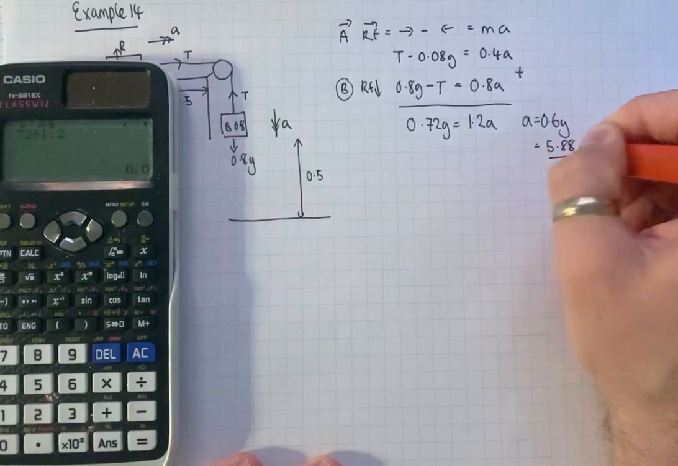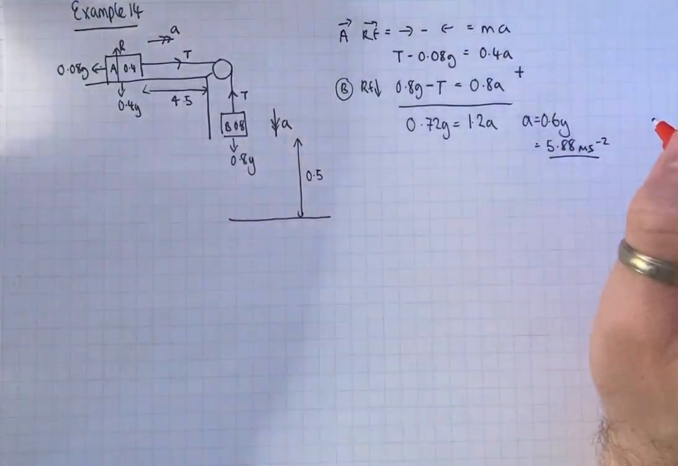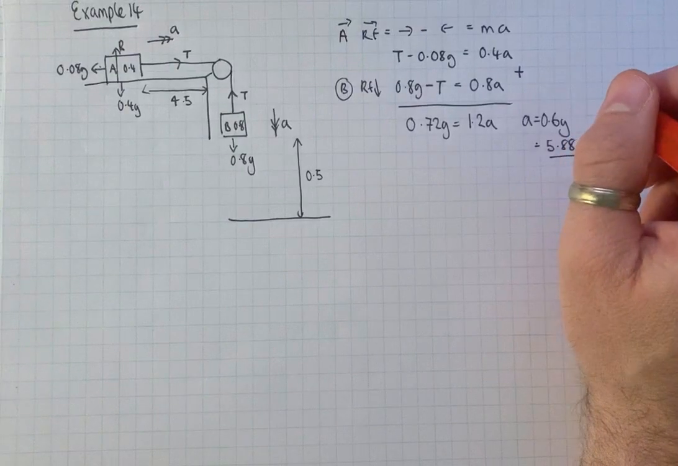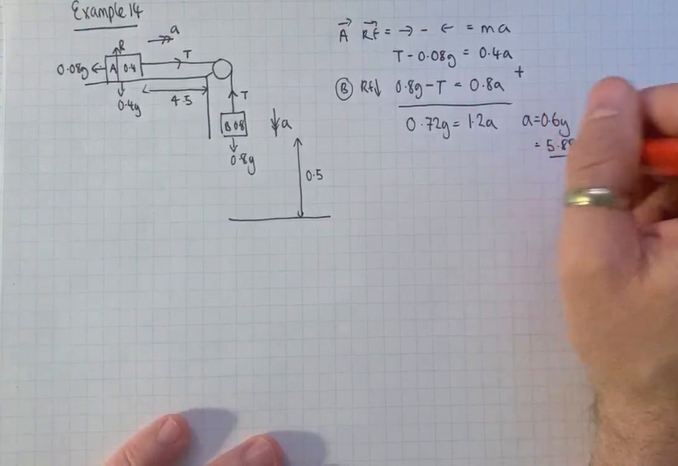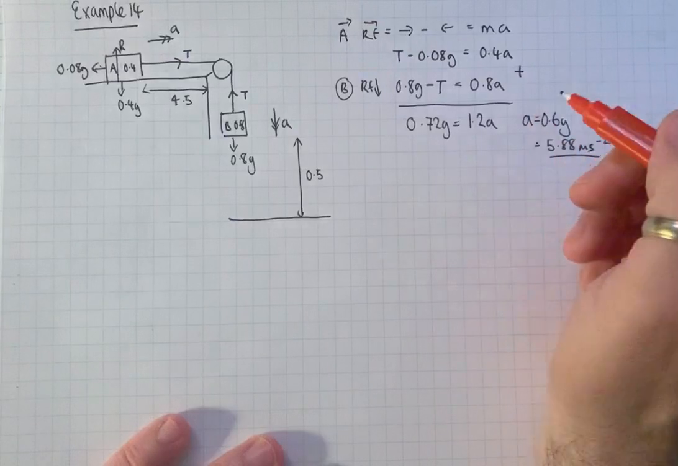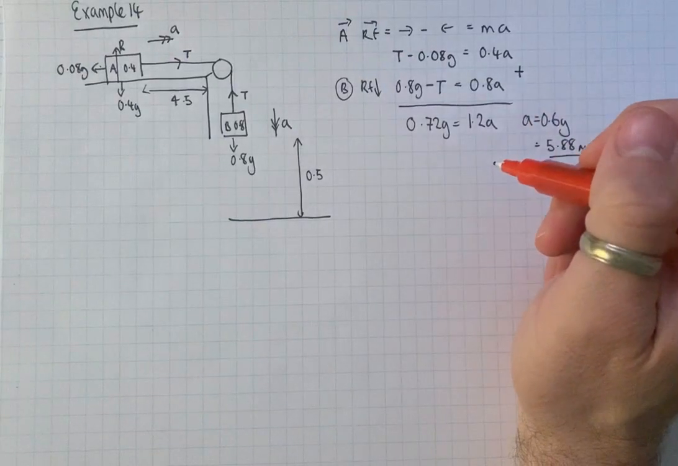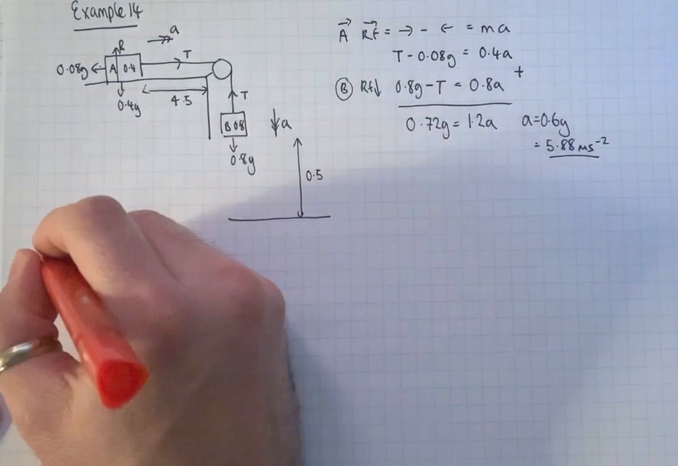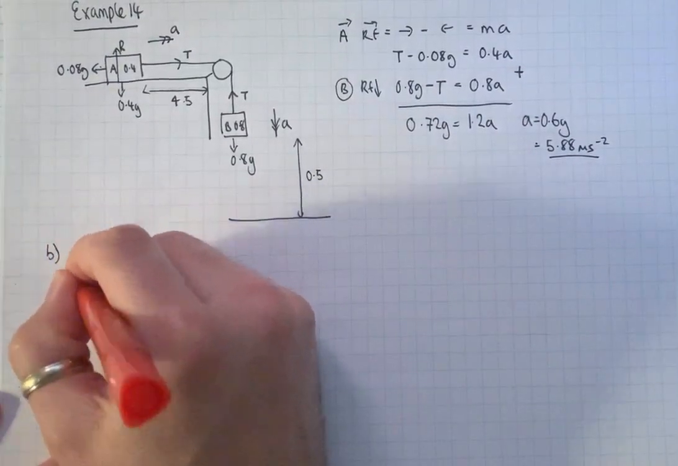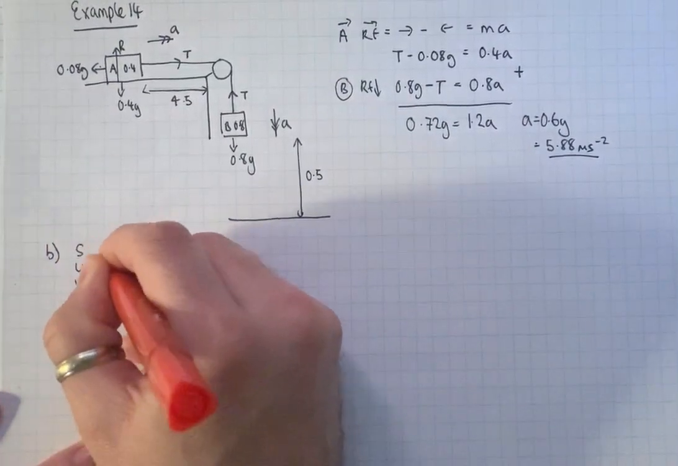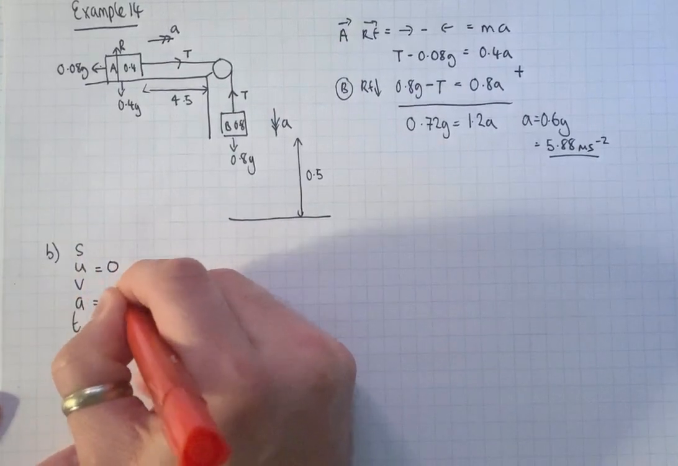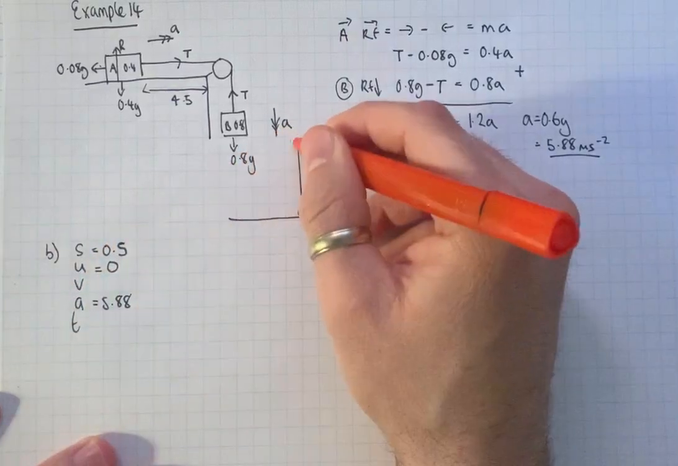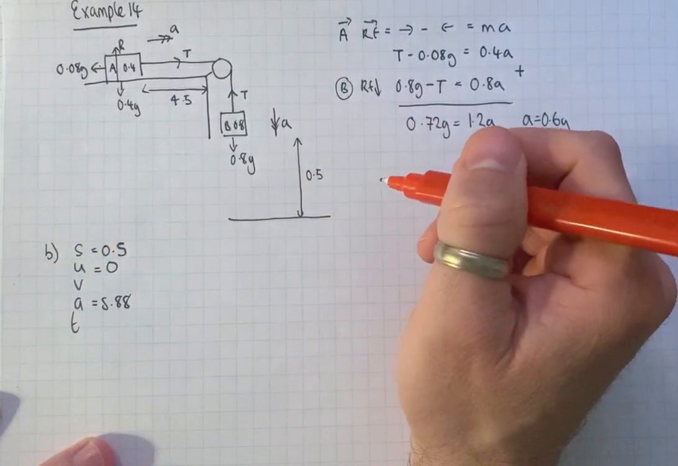So it accelerates quite quickly towards the ground. The question doesn't ask me to work out the tension, but I could easily find it now by substituting that value into this equation here, but I don't need to. Work out the time taken for B to reach the ground. So this is a suvat question. Released from rest, acceleration is 5.88. It travels a distance of 0.5 metres until it hits the ground.